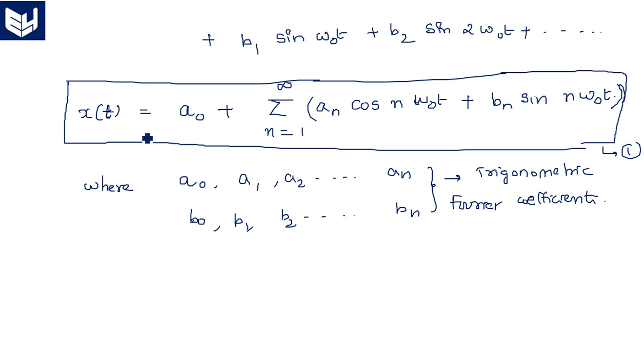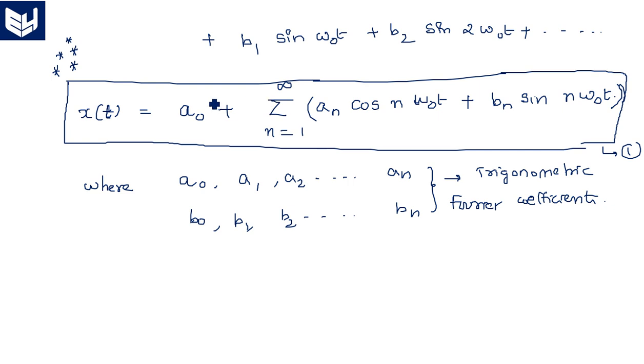So we have written it in a simple form: x of t is equal to a naught plus summation of n varies from 1 to infinity a n cos n omega naught t plus b n sin n omega naught t. This is the main important formula of the Fourier series. So in Fourier series, a signal x of t can be represented with this notation.